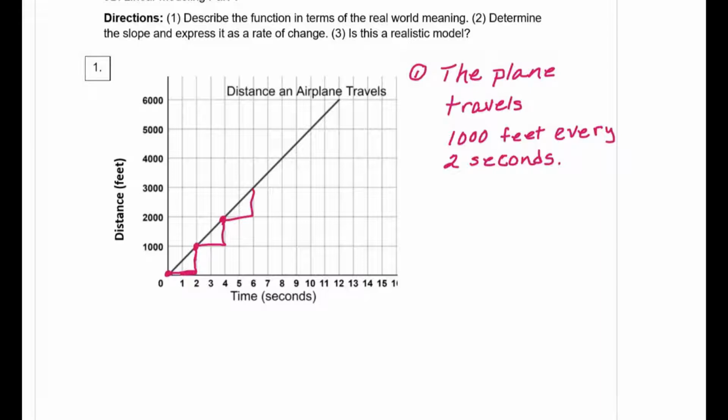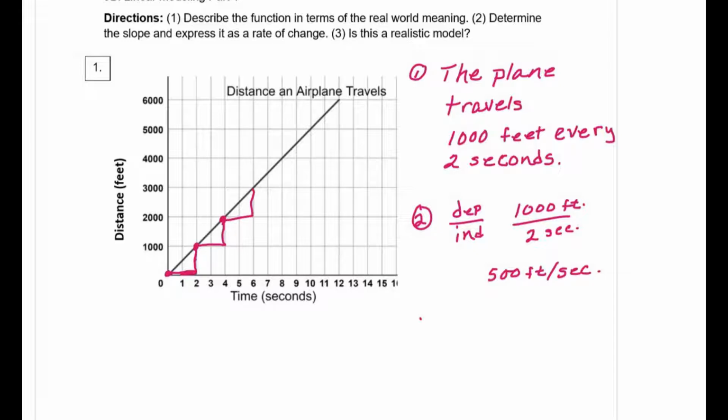Now, when we express this as a rate of change, we want to put our independent variable in the denominator, and we want to put our dependent variable in the numerator. So in this case, I'm going to have 1,000 feet over 2 seconds. And then I want to simplify this fraction. 1,000 divided by 2 is 500. So this is going to be 500 feet per second. That is my slope or rate of change.